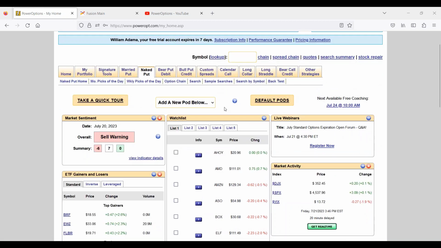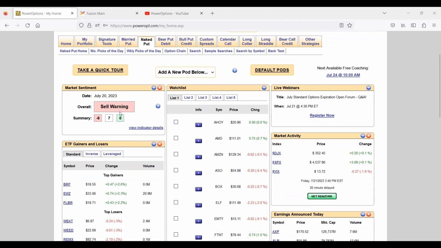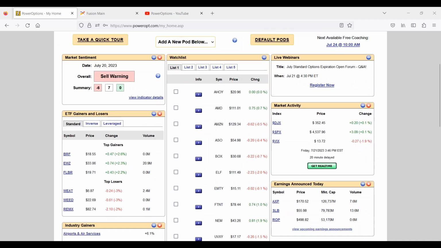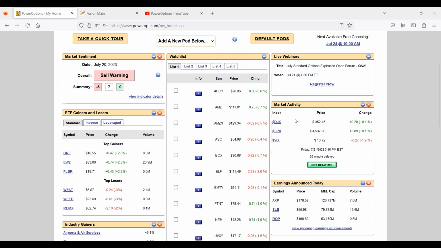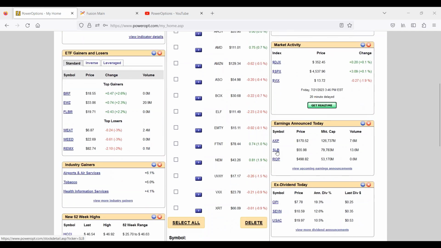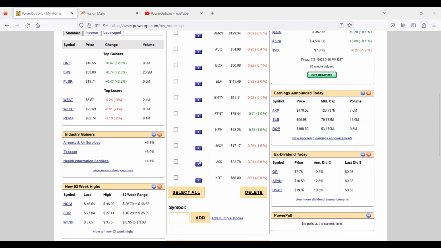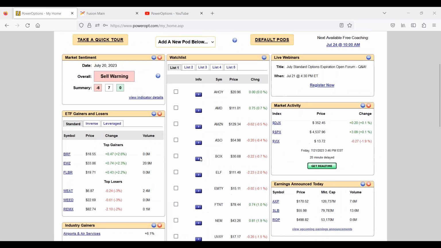I want to start off today, of course, discussing that market sentiment tool I mentioned. You can access that under the Signature Tools tab, but it's also one of the pods that are available to view when you first log on, as you can customize the main home view. I have the ETF gainers and losers, watch list, next live webinars, general market activity, earnings announced today. Schlumberger, of course, was up there, ex-dividends today, so on and so forth.